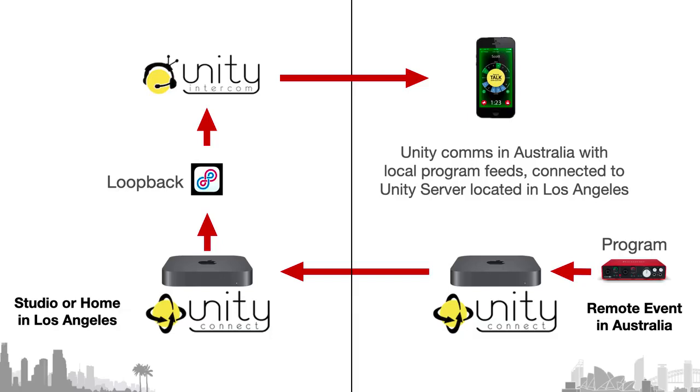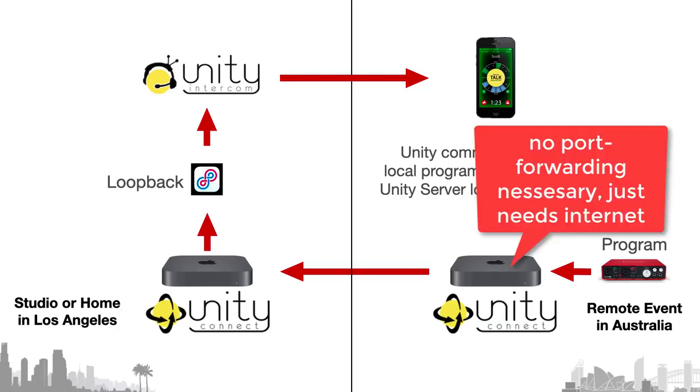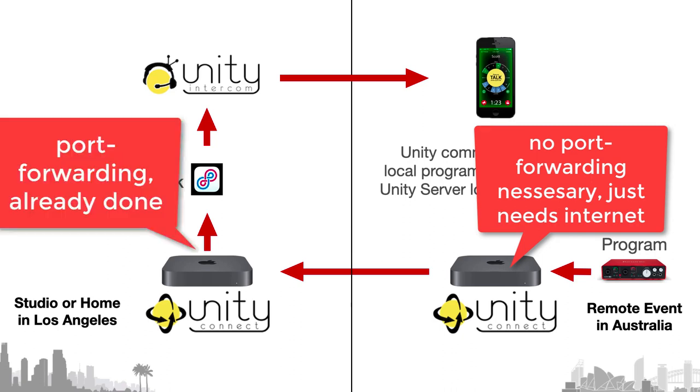So this right here is kind of the secret sauce behind making Unity Intercom really powerful and simple, because there's no special port forwarding or special considerations for any of our team at this remote event in Australia. All they needed was internet and a Mac computer. The port forwarding and considerations have already been taken care of back at the home base studio, back here in Los Angeles.